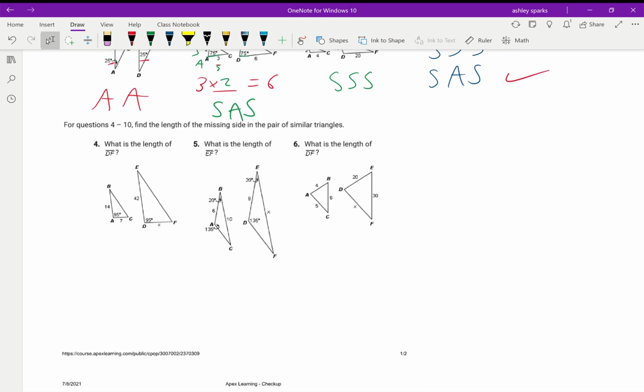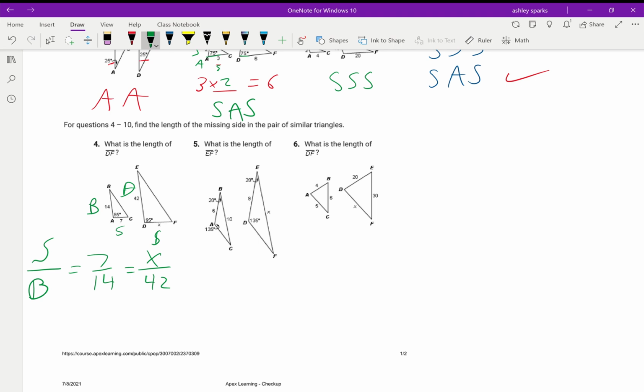For the next ones, we're going to be finding length. What I would recommend to do with length is do your small side over your big side. What does that look like? Well, I'm given a 7 here, that's small, 14's big. So I'm going to do 7 over 14. Pretty straightforward. I label it the same in my other triangle. X is clearly my small side, and 42 is my big side. So I'm going to do my X on top over my 42 on bottom.